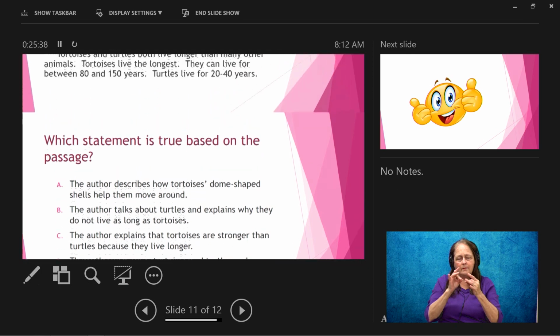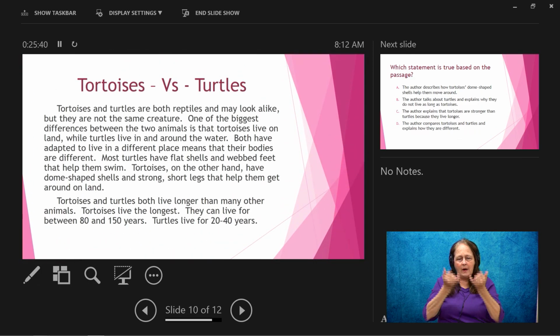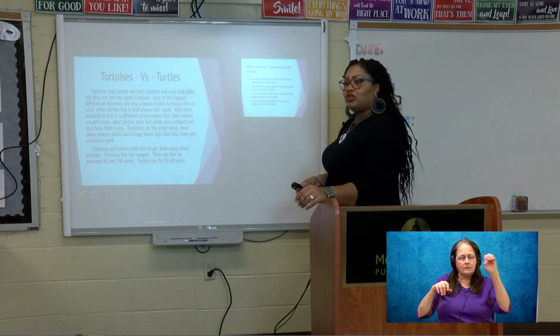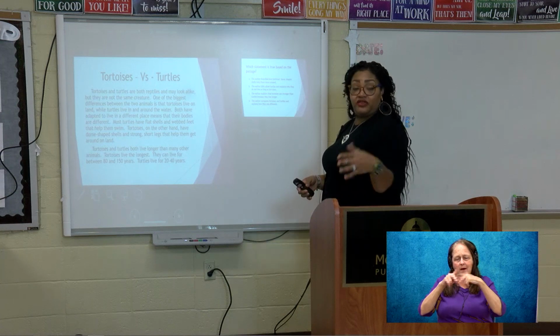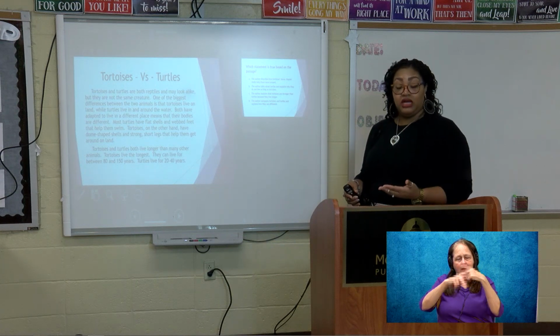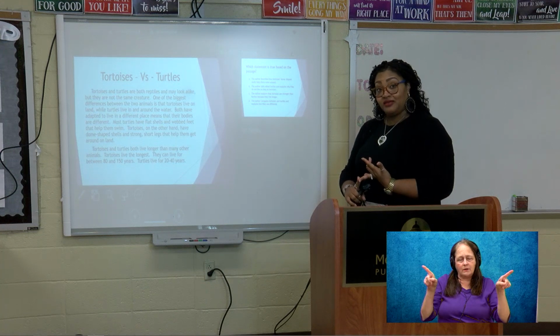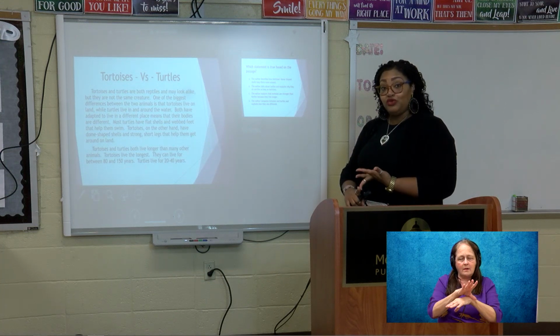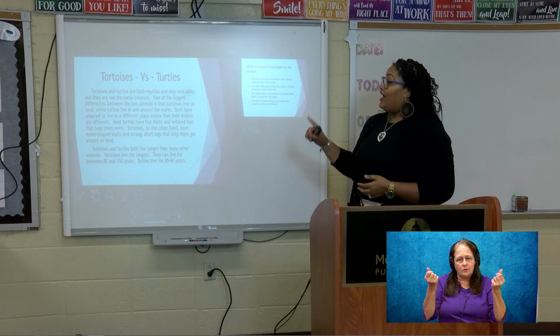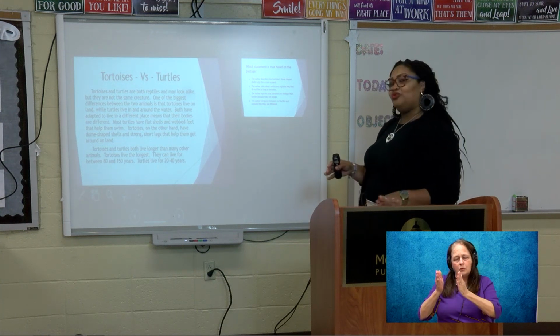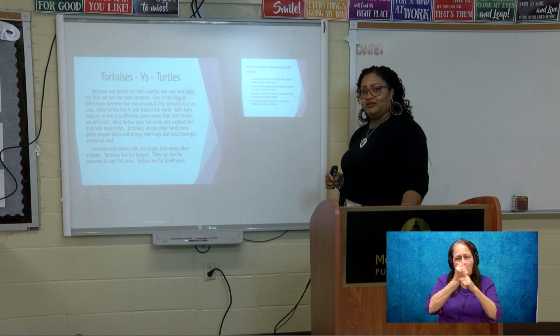Now, we're talking about turtles and tortoises. What are they doing here? In the beginning, we talked about text structure, and we understood that there are different types of text structure. We had compare and contrast, cause and effect, problem and solution, as well as chronological order. Which one do you think the author is using right now?